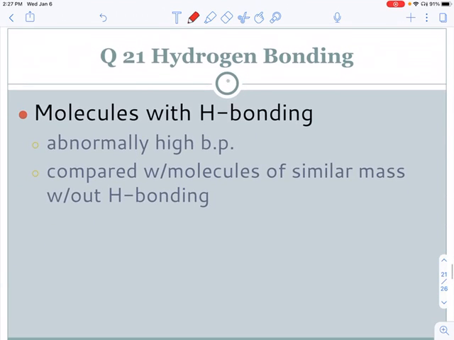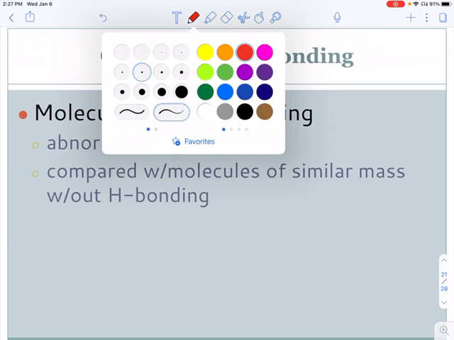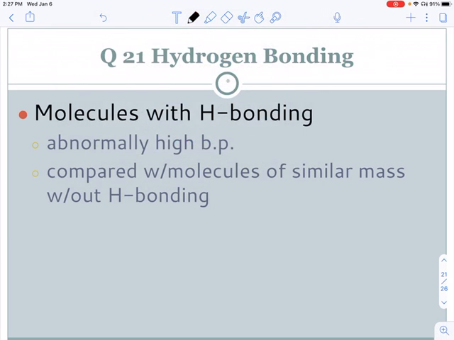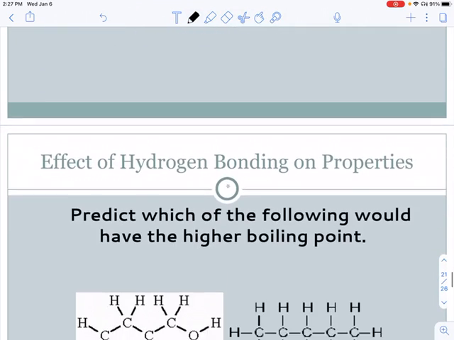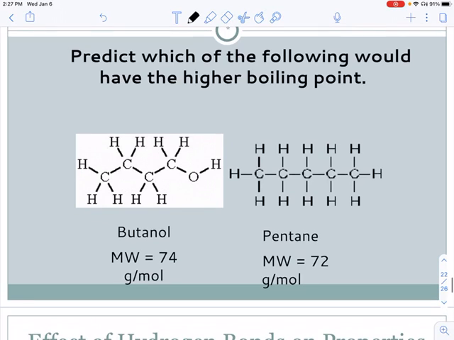Because hydrogen bonding is so strong, molecules that can hydrogen bond tend to have a very, very high boiling point relative to other molecules, because it's our strongest IMF. And a good example of this is comparing butanol to pentane, because butanol and pentane are pretty similar molecules. They have roughly the same mass and roughly the same shape.